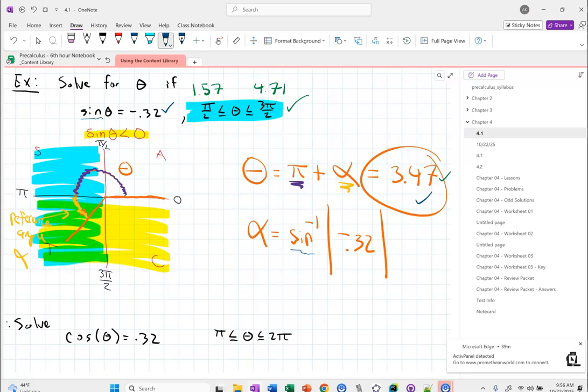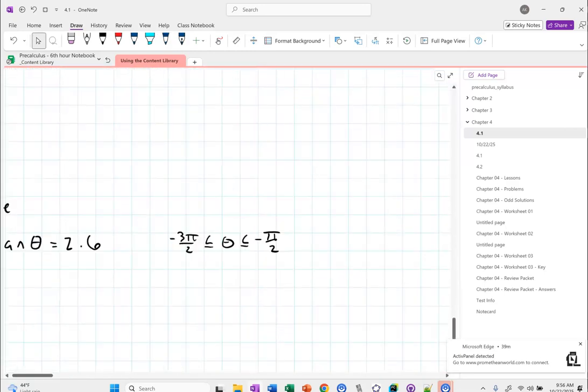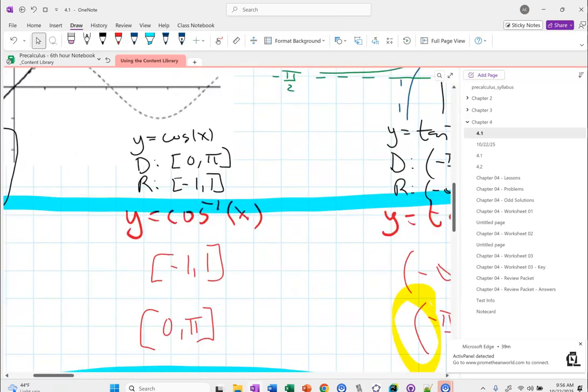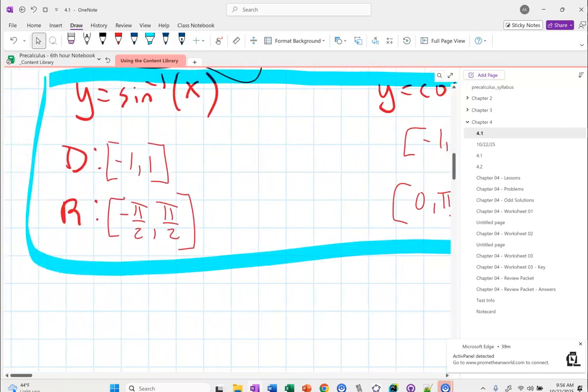Because if I do sine inverse, the range of values for sine inverse that the calculator is going to output are only between negative pi over 2 and positive pi over 2. It can't give me an answer in the third quadrant, or an answer that's bigger than pi over 2, or an answer less than negative pi over 2. So I have to do it this way because the calculator just can't output it.